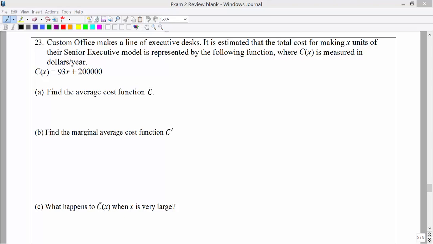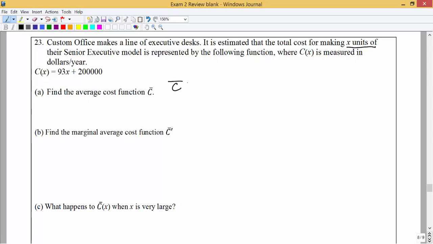Here we are given a total cost function for the year for a company that makes executive desks. X represents the number of units, or the number of desks, and the output will tell us the number of dollars per year spent on making those desks. We're asked to find the average cost function, so C bar.